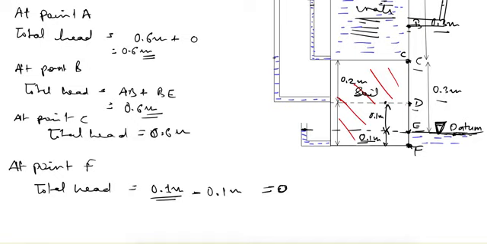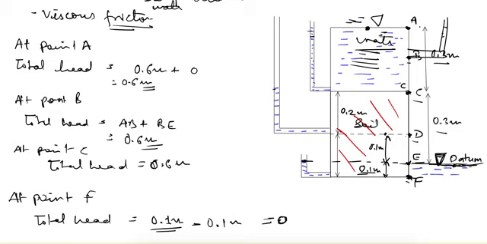So what does it mean? That at point F, all the energy that was there in water has been lost. So when the water reaches point F, it has no energy. And as I said, the head loss only takes place through the soil. It means that head loss will be taking place between point C and F.